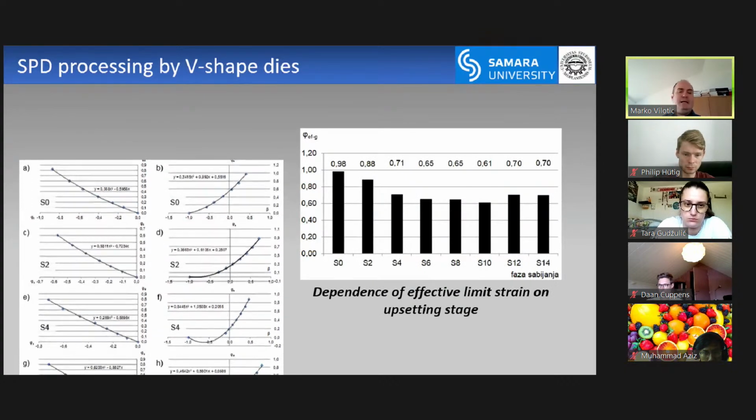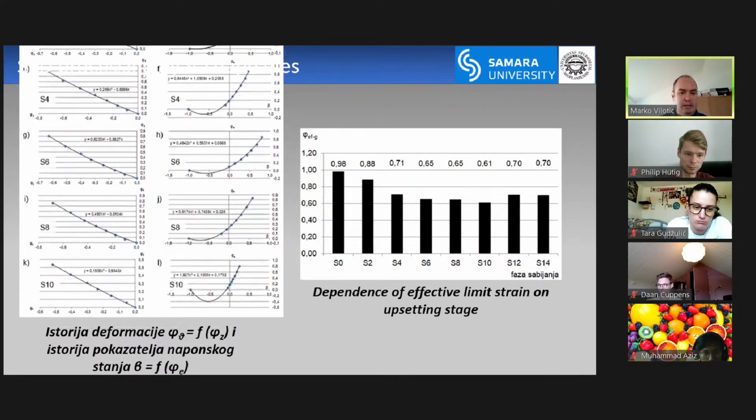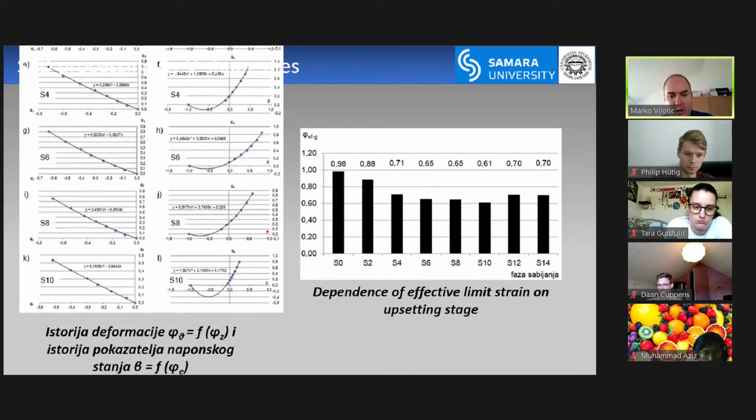Of course, sorry. First, this is the history of the deformation. You can also measure the triaxiality ratio and effective strain. And this image is actually important for us. We see the dependence of the effective limit strain on the upsetting stage. For the initial material, the limit effective strain was 0.98, but later it drops to something like 0.7, which is an approximate value.